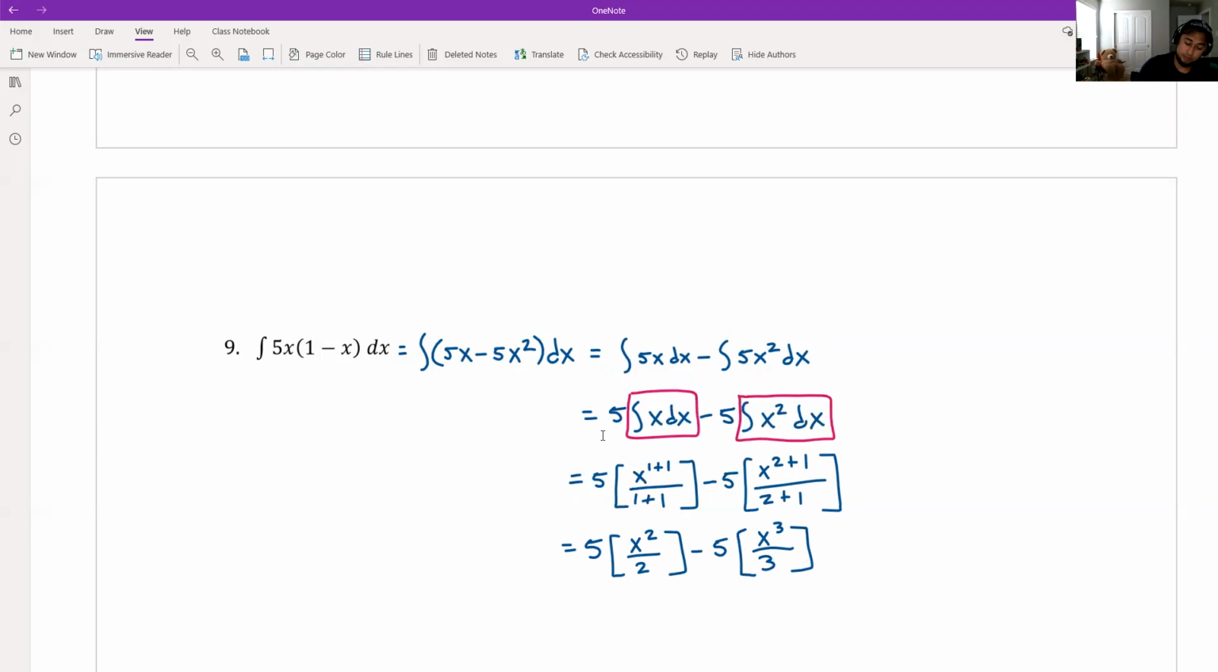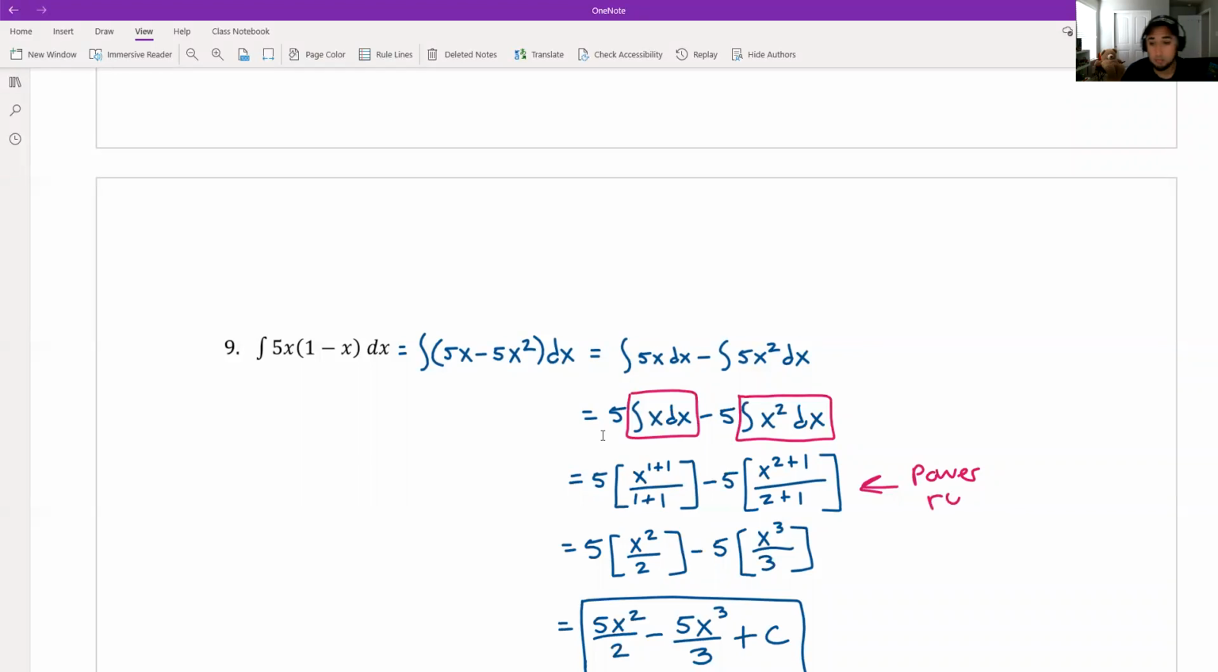Now, final answer is 5x squared over 2 minus 5x cubed over 3, and all of this plus c. Only one value of c. There you go, guys.